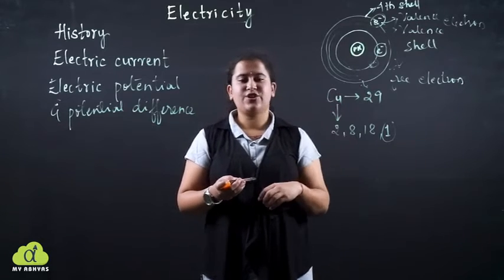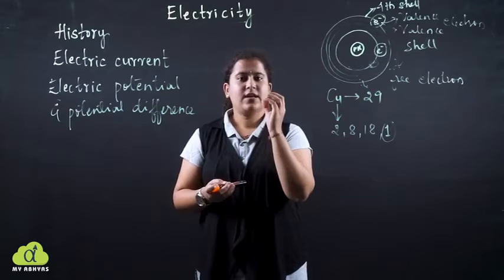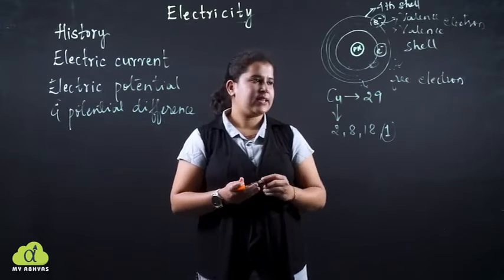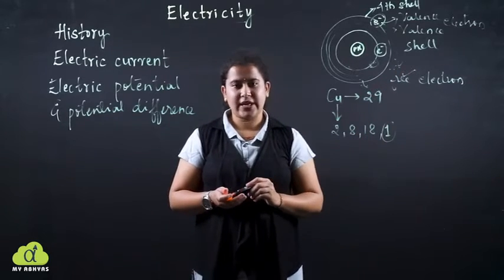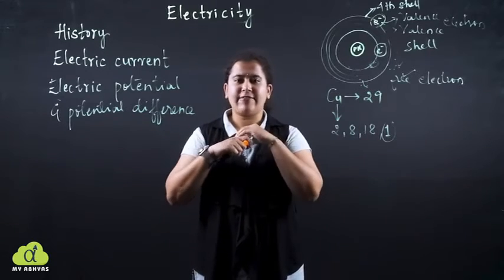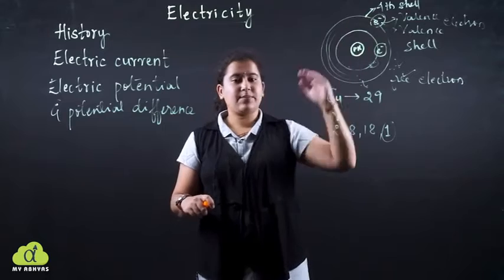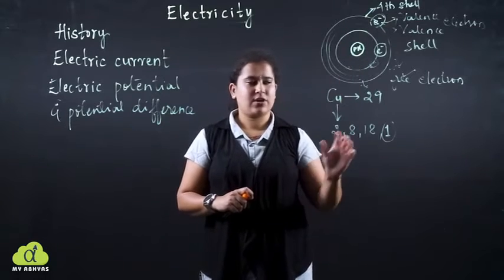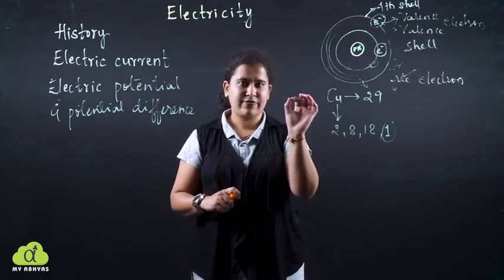So when I remove that shell, that electron with certain energy becomes a free electron. Free means there is no boundary, there is nothing. It can travel anywhere. Okay. So that type of electron I call a free electron. Keep this in mind: what is a free electron.